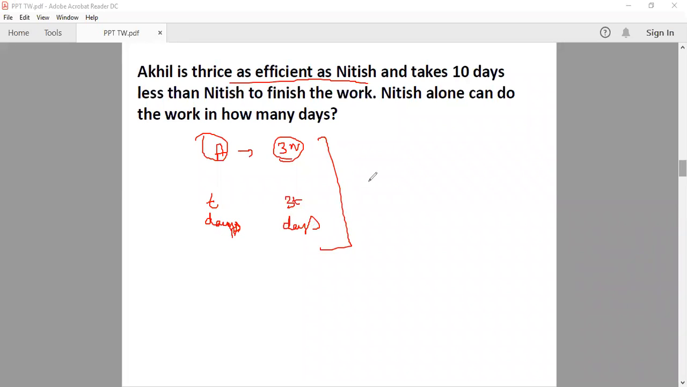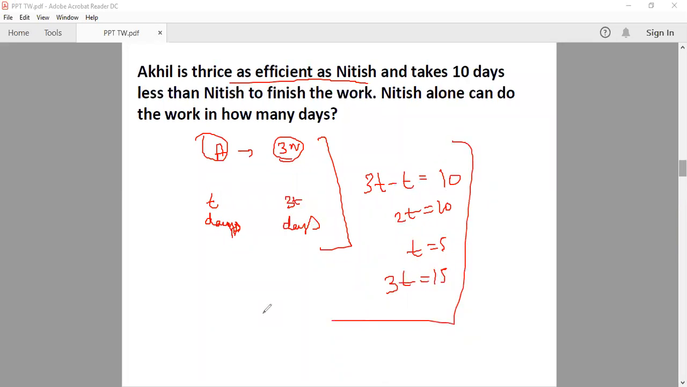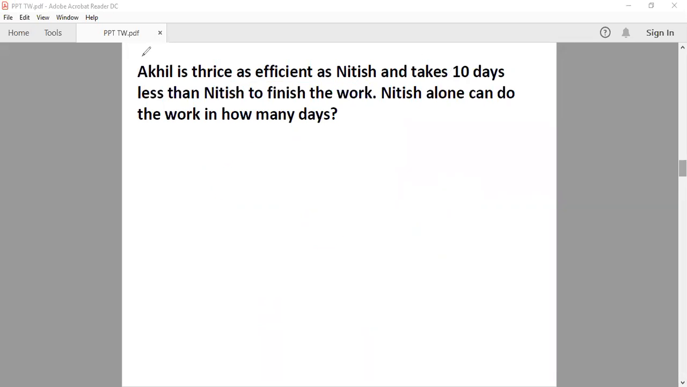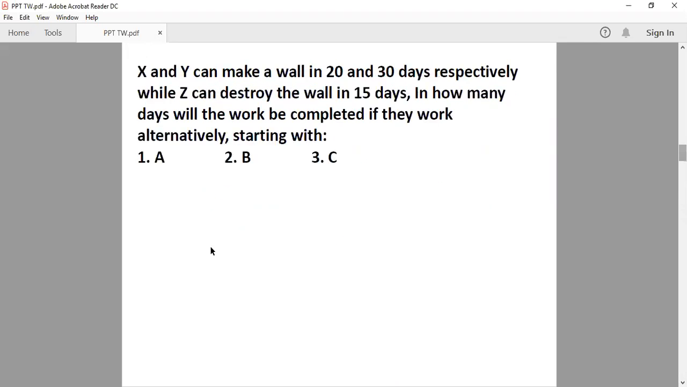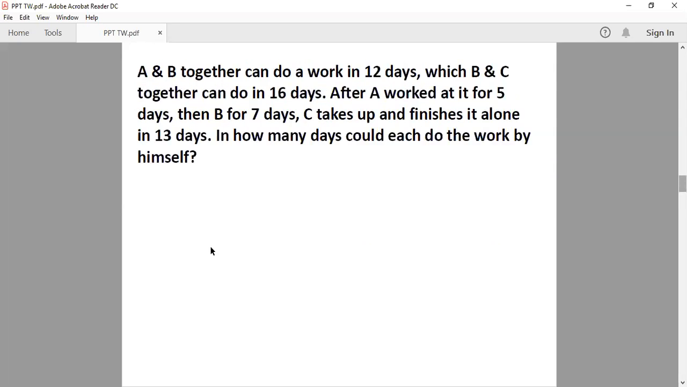Okay. Further, I am given that they complete the work 10 days earlier. So 3T minus T is 10. 2T is 10, T is 5, and 3T is 15. The work is done. This was the work. Okay. Let's move ahead now. Now try this. This is again a good one. Try this.